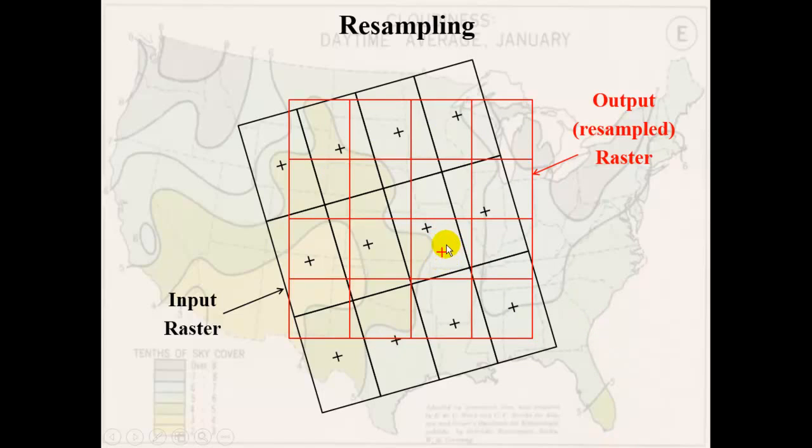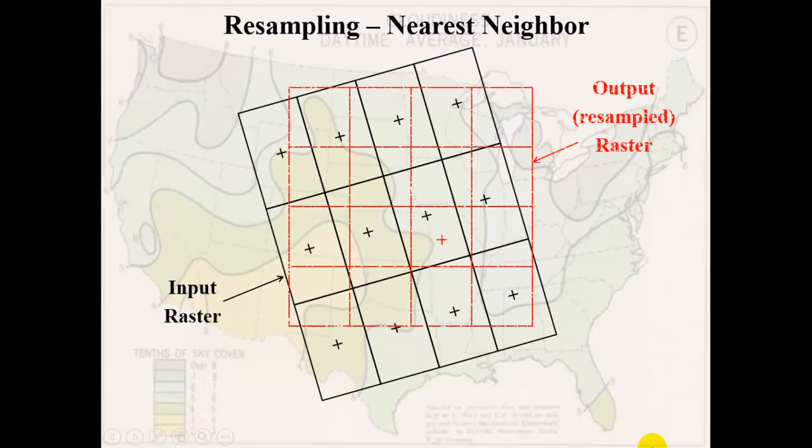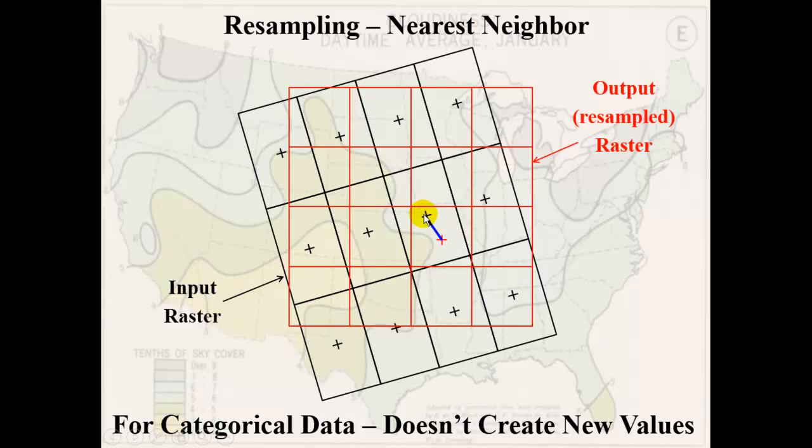So this mark here is the center of our output data set for this cell. So how do we know what value to give that cell center in the new data set based upon all of these other cell centers in the input data set? Well, that's resampling. There's three ways you can do it in ArcGIS. One is called nearest neighbor, and that one is just like it sounds. You go to your output data set cell center, and you look around and you find the nearest neighbor in your input data set, and you say, just take that value and use it in my output data set.